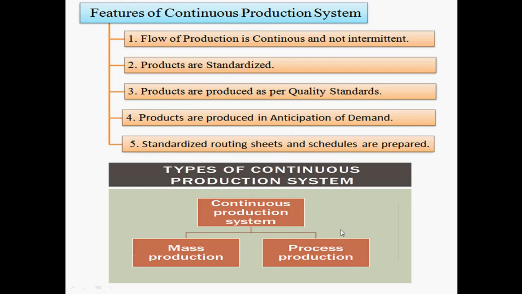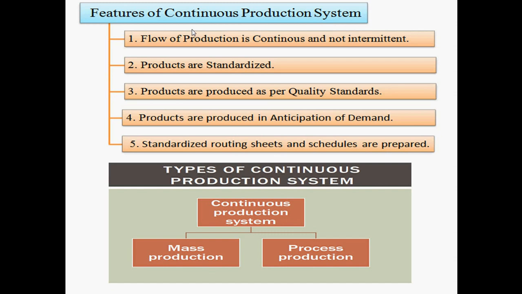First one is the continuous production system. So we are discussing here the features. What is the feature here? The feature is the flow of process is continuous. So flow is continuous and it is not intermediate. Okay, so there is no intermediate there. The next, products are standardized, as per the quality standards. That's why we are maintaining identical parts. That means the same parts we can produce. Suppose one car is there, so the same car will be produced day by day. So this is the continuous production system.